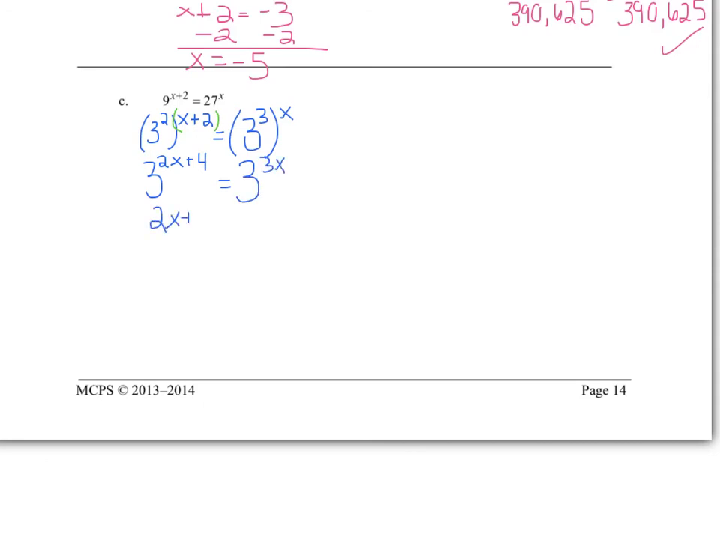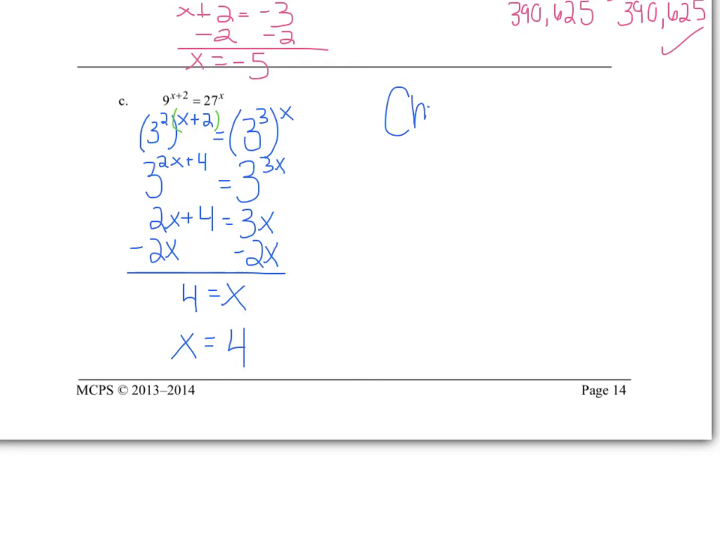So 2x plus 4 equals 3x, because once my bases are the same, I can set my exponents equal to each other. I'm going to take away 2x on both sides, because I want to get my x's on one side, my numbers on the other. Usually I bring my x to this side, but because there's nothing else here, it's easier to bring my x to the other side. So we're left with 4 equals 3x minus 2x, which is x, which is the same thing as x equals 4.